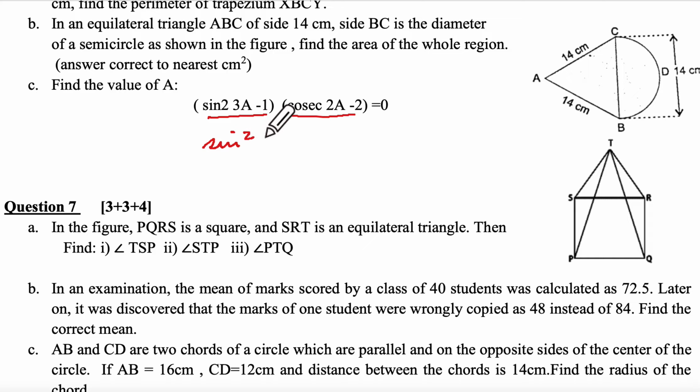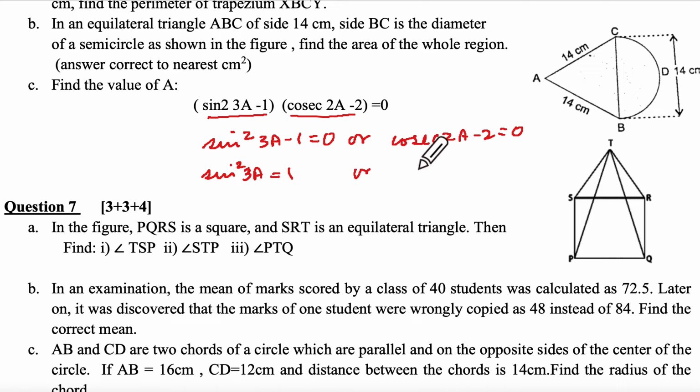Either this will be 0 or this will be 0. So it will be sine square 3a minus 1 equal to 0, or cosec 2a minus 2 equal to 0. So sine square 3a is equal to 1, or cosec 2a equal to 2. So sine 3a will be equal to under root 1, means 1.